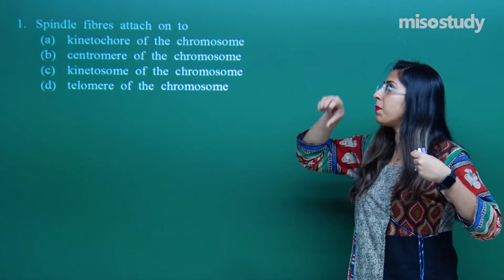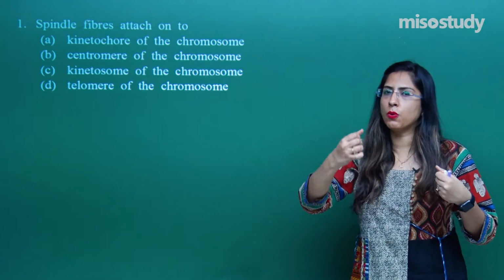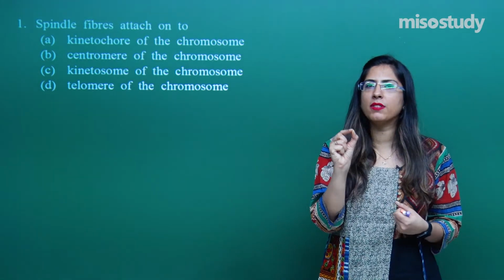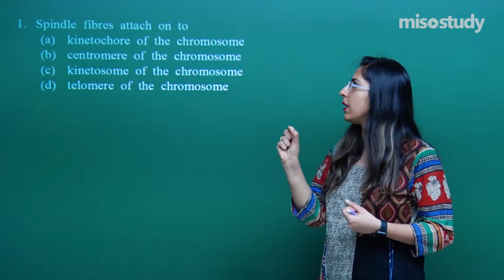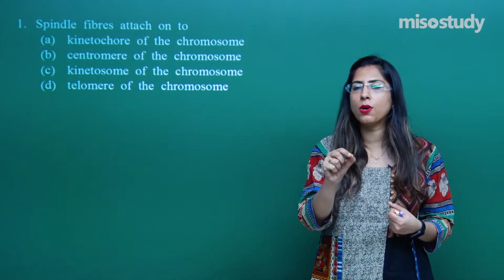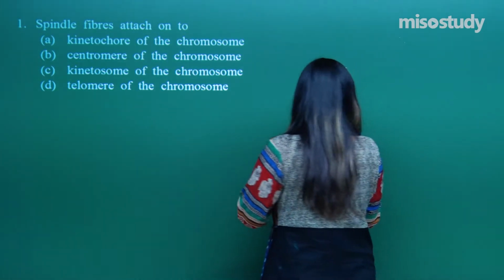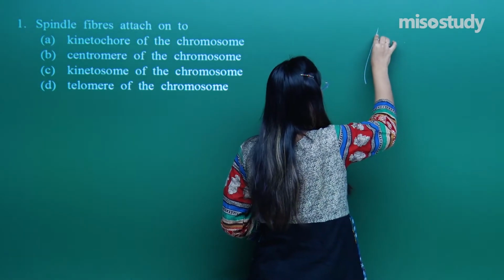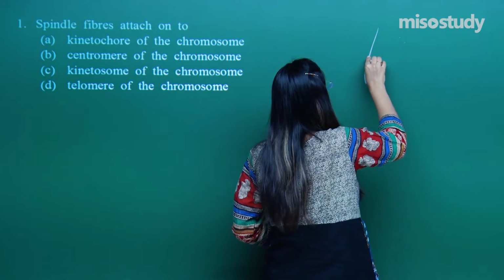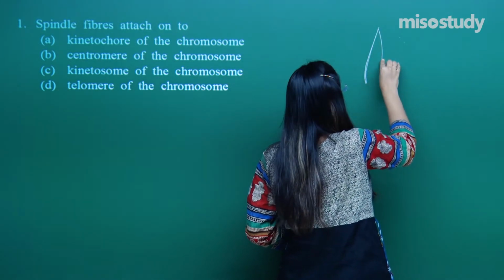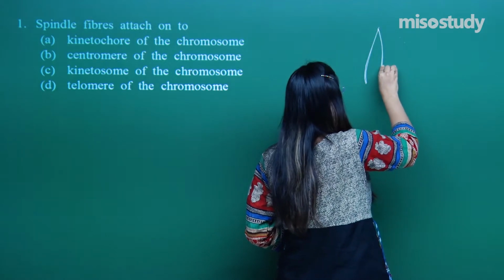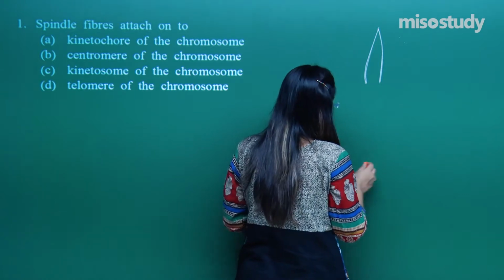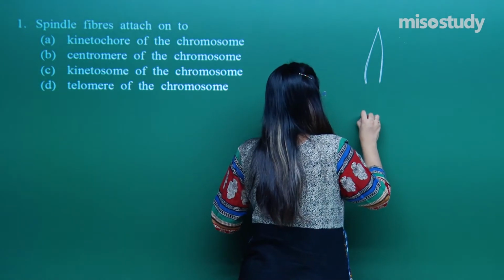They are discussing the spindle fibers attached to the chromosome, but there is one specific position at which these spindle fibers are attached. The options are kinetochore, centromere, kinetosome and telomere. From all of these options we have to find one. Let's understand this with the help of a diagram. This is a spindle fiber which is coming from one end, and this is a spindle fiber again. Similarly, on the opposite pole, the same type of spindle fibers are present.